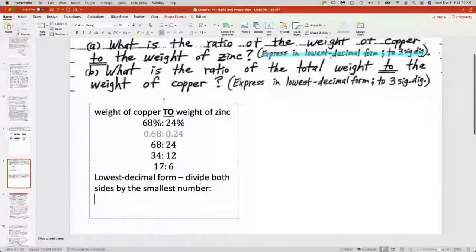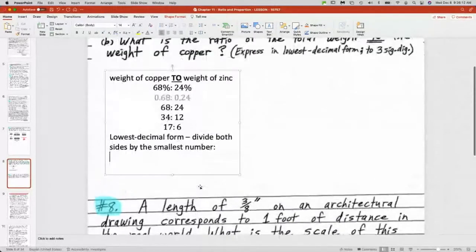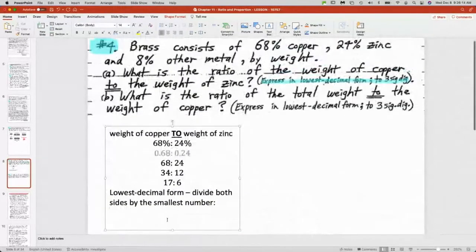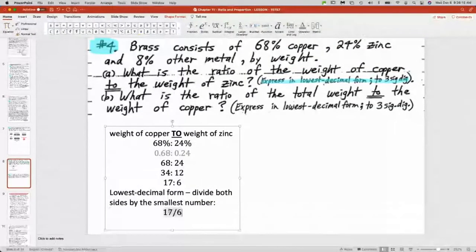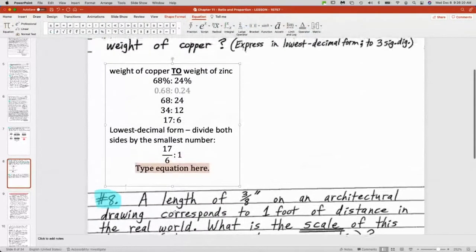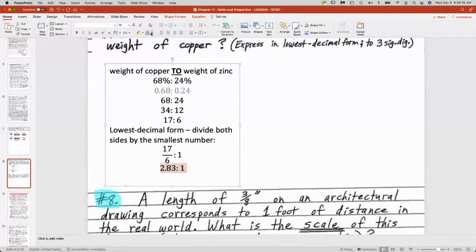So what is the smallest number here? It's 6. So if you divide both sides by 6, you get 17 over 6 is to 1. And then you can turn 17 over 6 into a decimal. Someone have that as a decimal? Should be like 2.2 and 6/7, so 2.83, I think, right? Yeah. Thank you, Nicolas. So the answer that we're looking for in this question is this decimal number here.